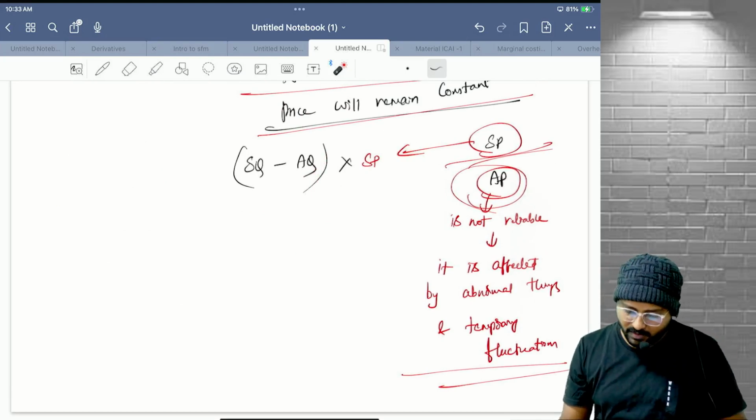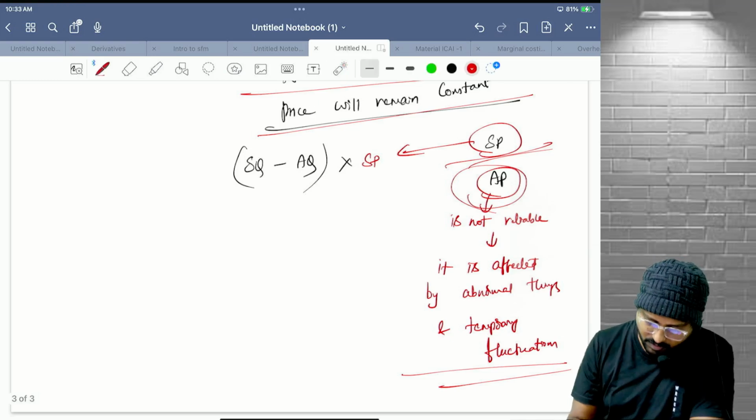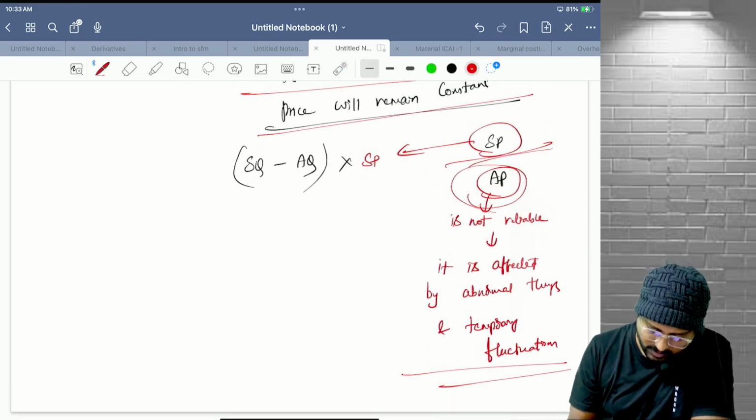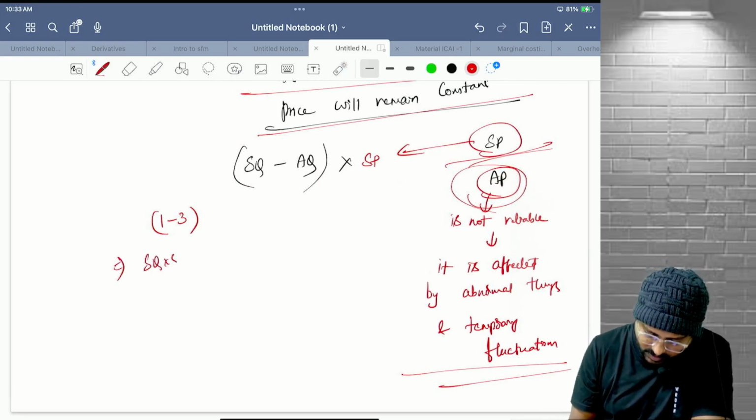Am I clear? Right. Now tell me, what is the formula for usage variance? 1 minus 3, yeah? What is 1? SQ into SP. What is 3? So what is common here?